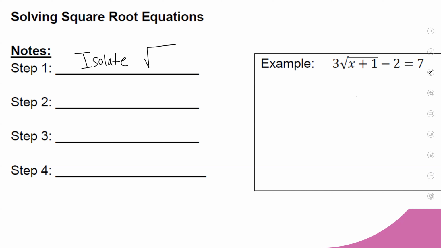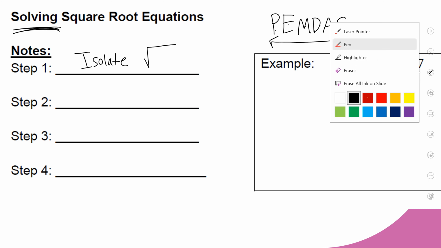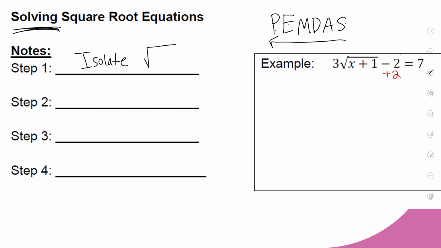Are you guys familiar with order of operations, PEMDAS? Where P stands for parentheses, E stands for exponents, multiplication, division, addition, subtraction. You have to go backwards whenever you're solving something. Okay? So what comes first? Addition and subtraction. Okay? So what should I do first? Yes, the first step would be to add 2. It would be incorrect to divide by 3. You need to add 2 first.